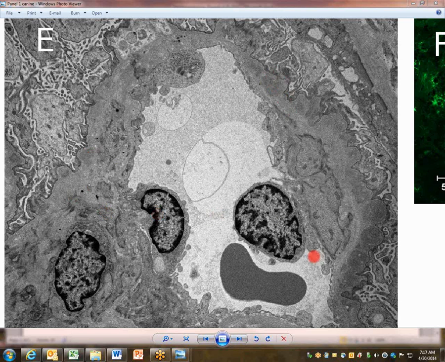So you get the idea that the deposits are being laid down on the outside and then are being responded to and encompassed by the remodeled GBM. Okay. We good there?